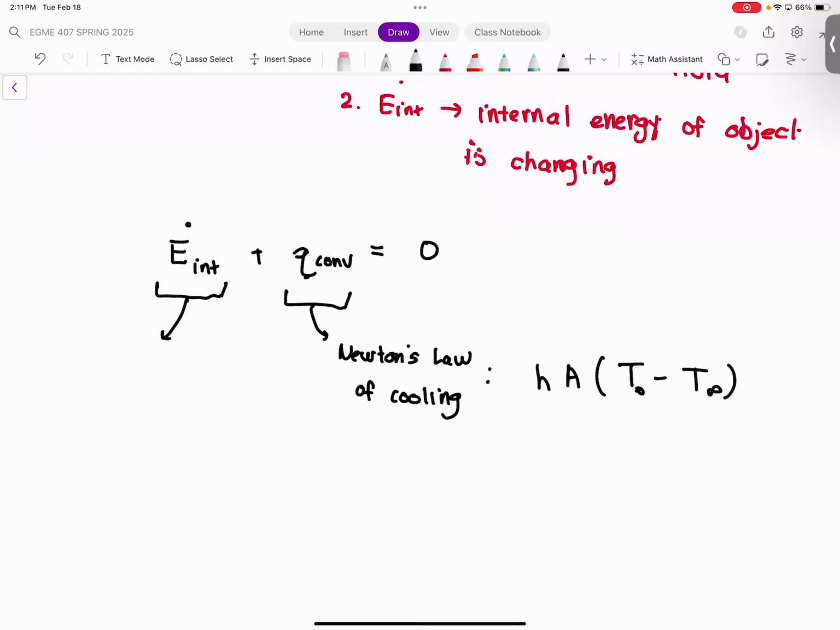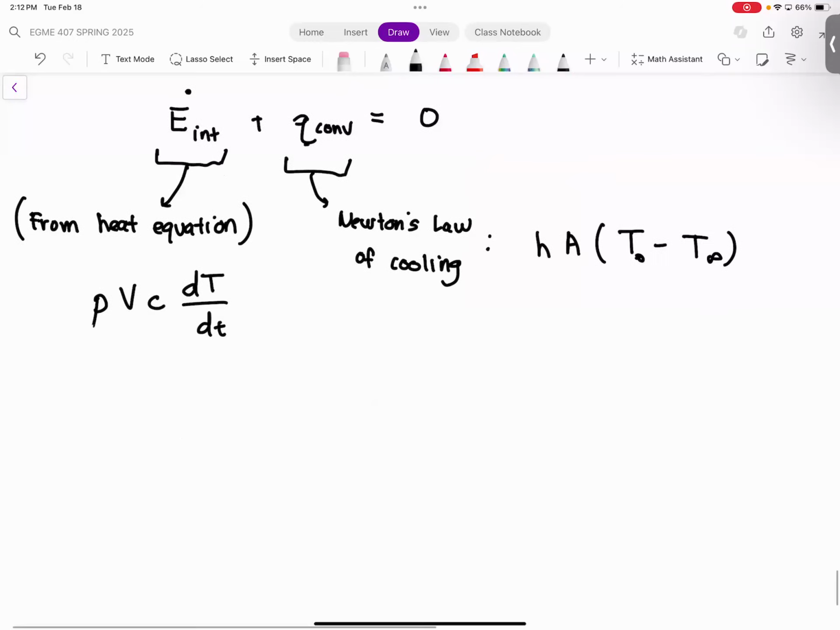And then for the change in internal energy, we would ideally like an expression for the internal energy in terms of the temperature of the object itself. Turns out we have this, and it does come from the heat equation. You have to manipulate the terms a little bit in the heat equation to get this, but its origins are from the heat equation. So an expression for the time rate of change of the internal energy is rho, the object's density, times V, the object's volume, times C, the thermal capacity of the object, multiplied by dT/dt.